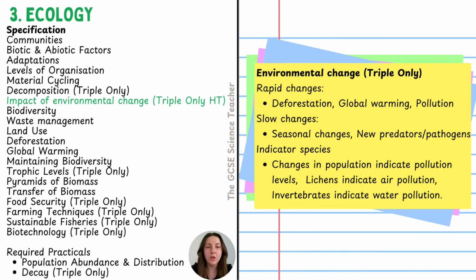Changes from deforestation, global warming, and pollution can change our environment and therefore species. Slower changes like seasonal changes, new predators or pathogens can also have an impact. Indicator species tell us of that impact. So changes in population indicate pollution levels, such as lichens indicate air pollution, and invertebrates indicate water pollution. Another example of this is the peppered moth.